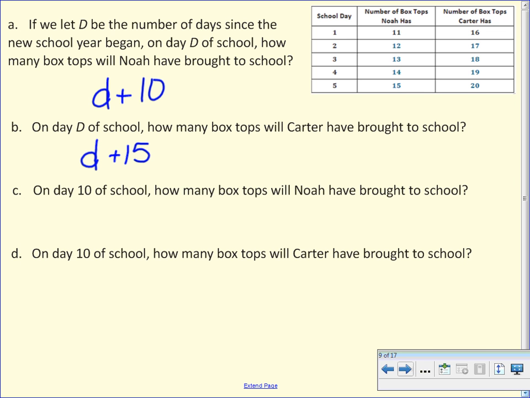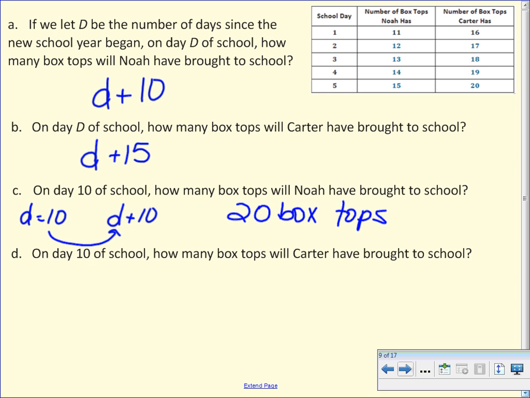So now if it's the 10th day of school, so we're saying D equals 10, and we're saying Noah has that plus another 10. So how many did Noah bring on the 10th day of school? 20 box tops. Let's label our answer. So on day 10, so D equals 10, Carter had that plus 15 from his aunt. So if D equals 10, the answer is 25 box tops.